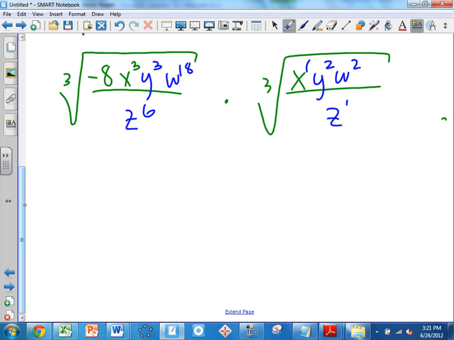Cube root of negative 8. Negative 2, right? Negative 2, I think I heard. Because 2 times 2 times 2 is 8. Therefore, it's just negative 2 there.